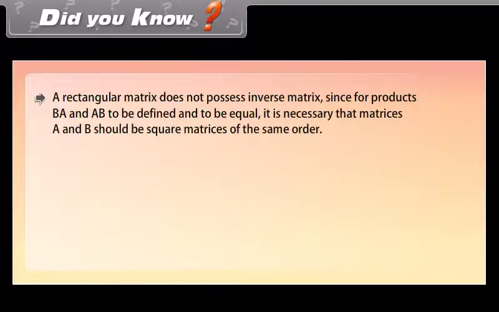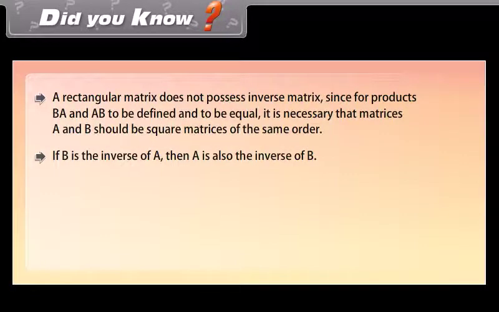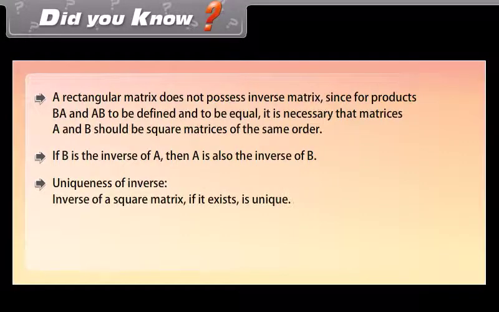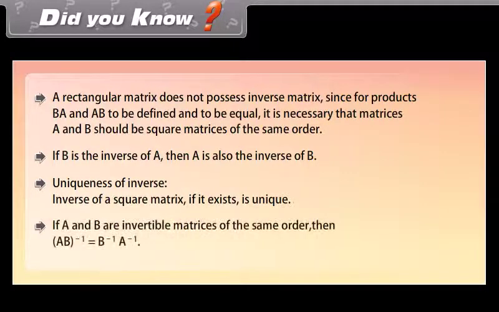Did you know? A rectangular matrix does not possess an inverse matrix since for products BA and AB to be defined and to be equal, it is necessary that matrices A and B should be square matrices of the same order. If B is the inverse of A, then A is also the inverse of B. Uniqueness of inverse. Inverse of a square matrix, if it exists, is unique. If A and B are invertible matrices of the same order, then the inverse of AB is equal to the inverse of B into the inverse of A.